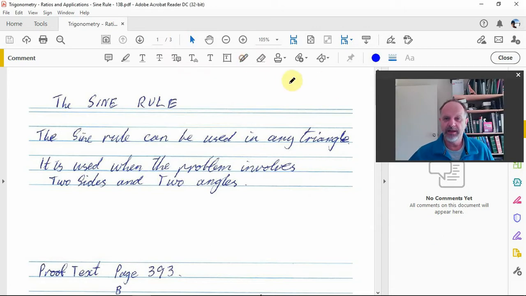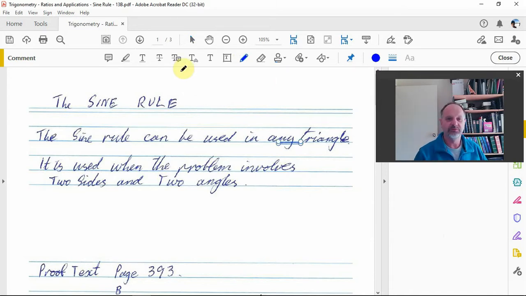Okay, so today we're doing something that we haven't done before, and that is a thing called the sine rule. Unlike the SOHCAHTOA stuff, which works for right angle triangles, the sine rule can be used in any triangle. Doesn't matter what the angles are.